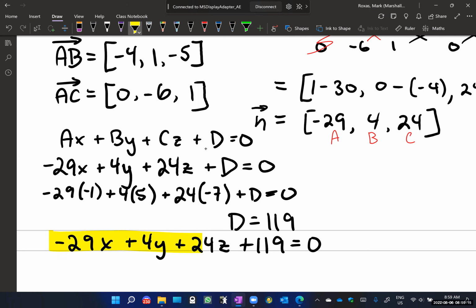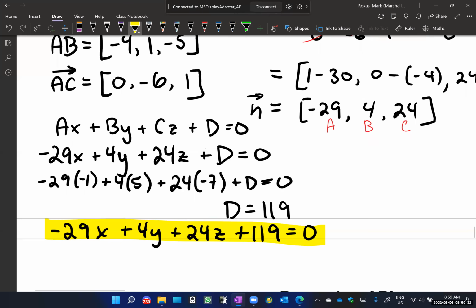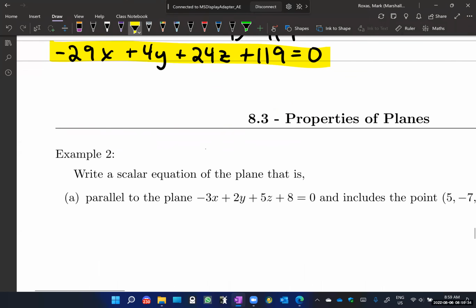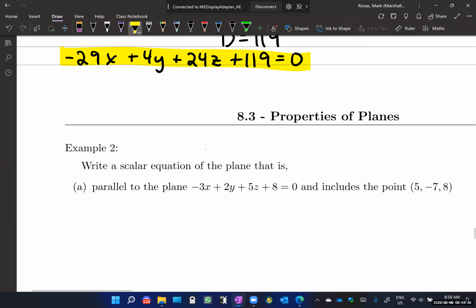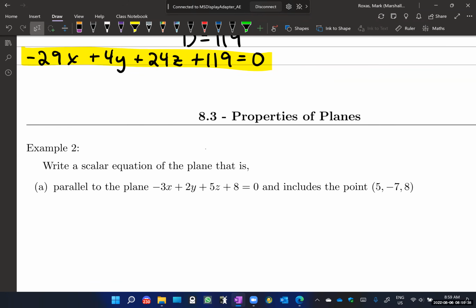There's your scalar equation. So on the next page, just one more example with 2 parts to it. Find the scalar equation of a plane. So instead of giving you 3 points, maybe you get vectors, maybe you get something that you have to infer a vector from.